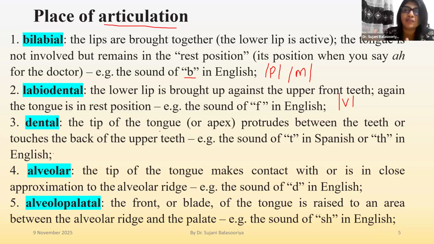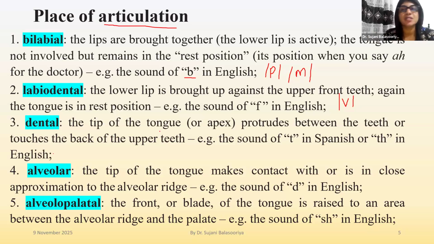Soon after the tip, immediately after, not very far, we find the blade of the tongue. The middle area of the tongue is called the front of the tongue, and the back area of the tongue is called the back of the tongue. The root of the tongue is also there, but we use tip, blade, front and back for these four areas.